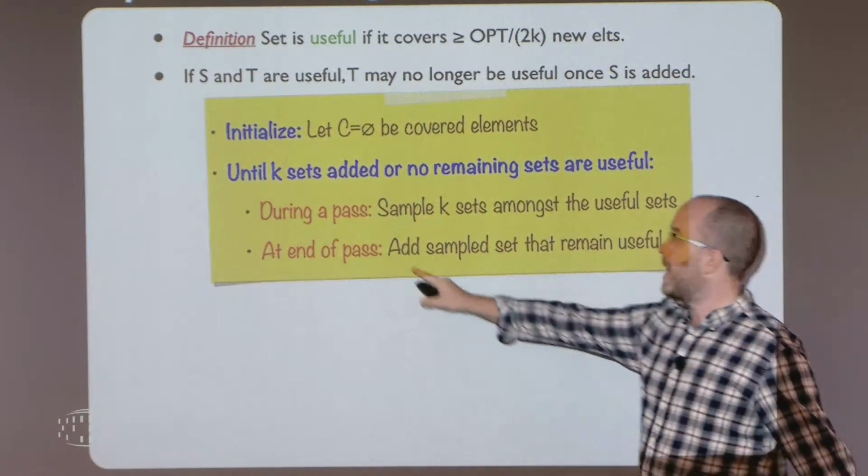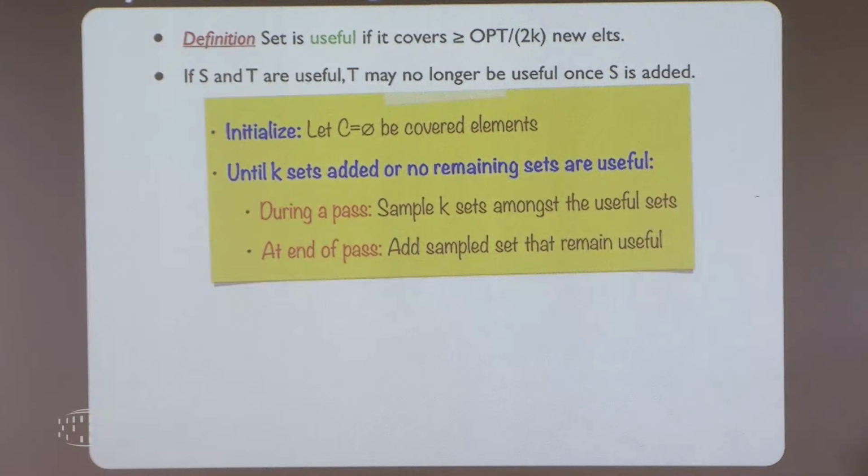And at the end of that pass, you can look at the sets that you now have in your hand. You'll probably add the first one, since that'll be useful. You look at the second one. Is it still useful even though you've added the first one? If it is, we'll pick it. Maybe the next one isn't. You go through these K sets, and you'll add as many as you can, as long as they each add opt divided by 2k new elements in each step.